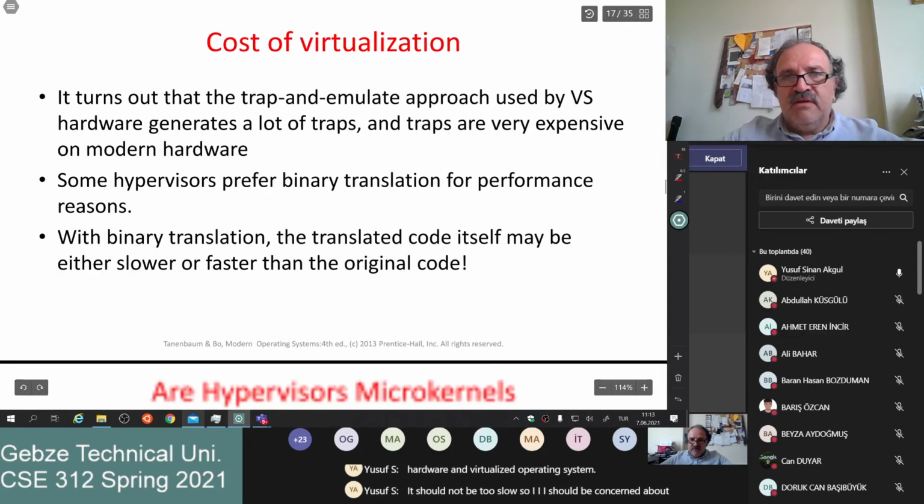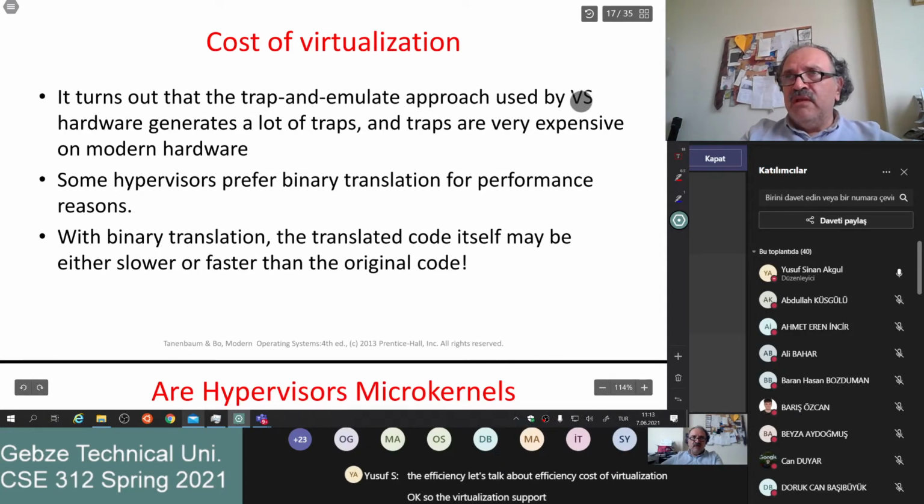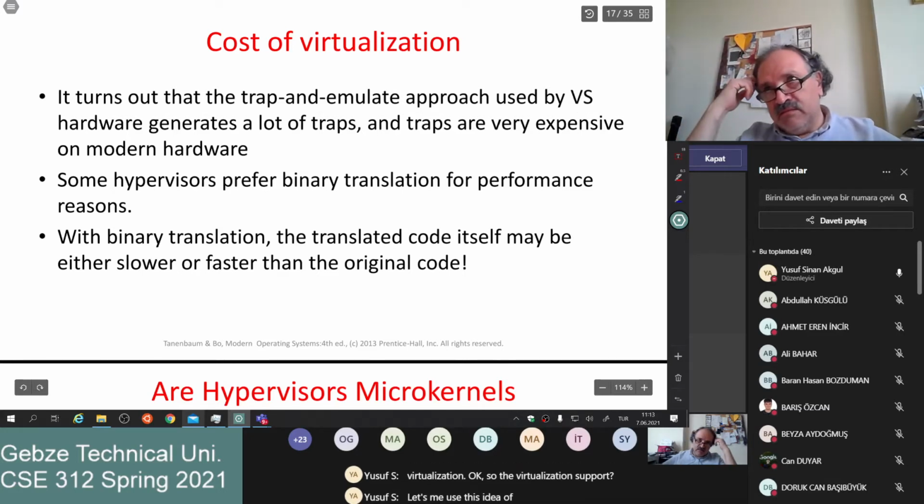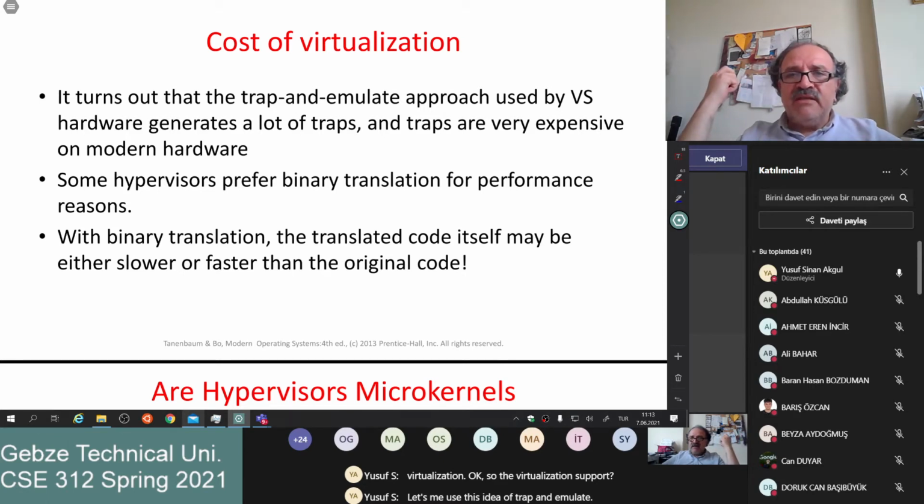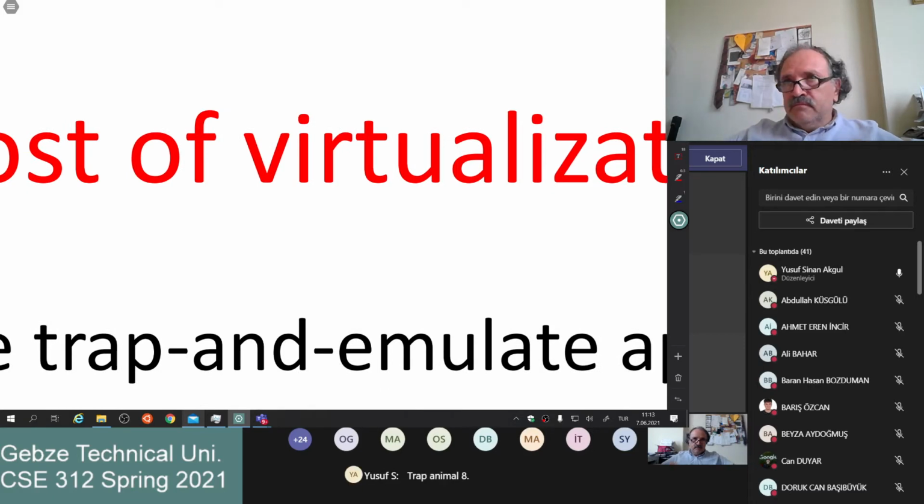Let's talk about the efficiency, the cost of virtualization. The virtualization support lets me use this idea of trap and emulate. So what is trap and emulate? Can anybody tell me what trap and emulate is? We talked about it a few minutes ago. It is simple again, the name says it.